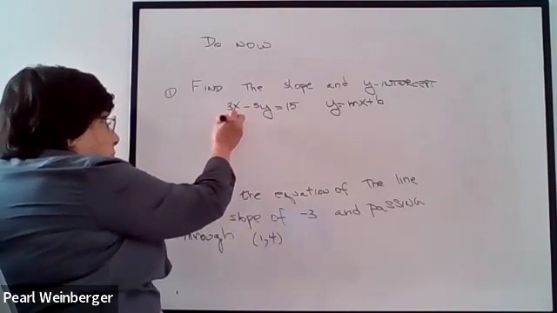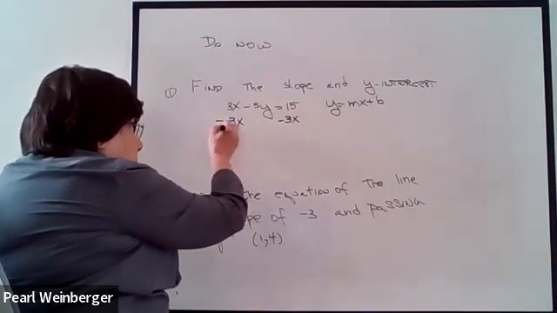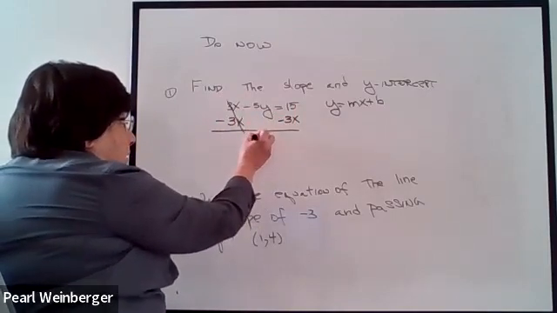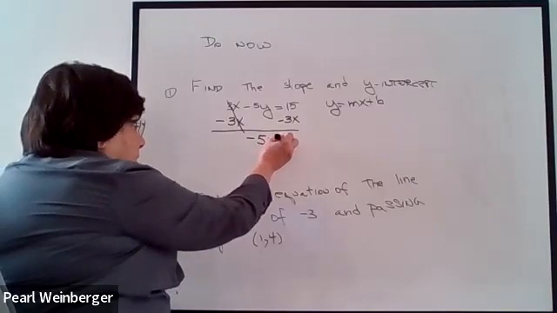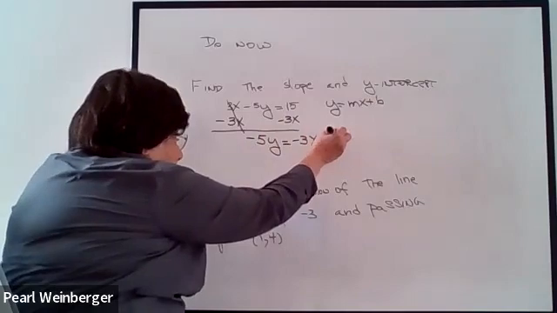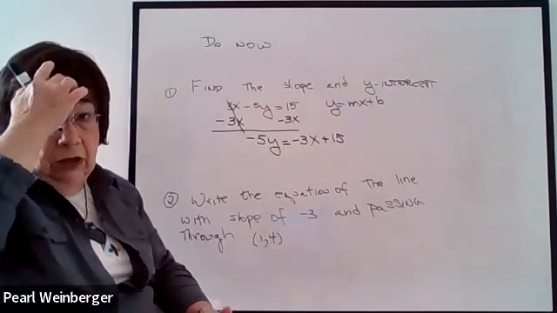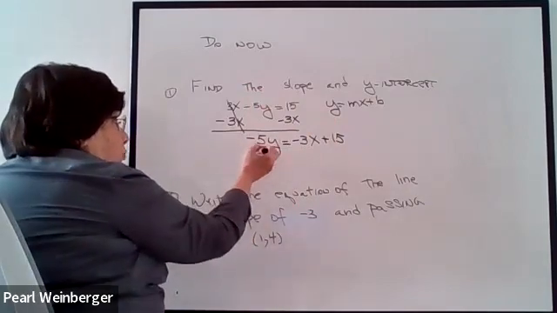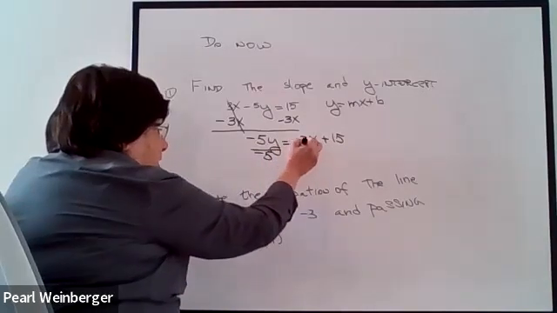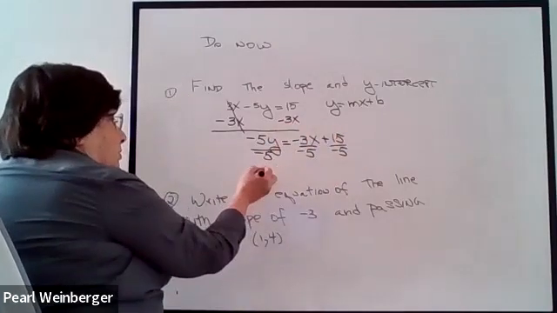So the first thing I'm going to do is subtract 3x from both sides, because I want to get the y alone. So this will give me negative 5y equals negative 3x plus 15. I can't combine these terms because they're not like terms, so I leave them separate. And then, of course, to get the y alone, I'm going to divide everything by negative 5 and try to simplify as much as I can.